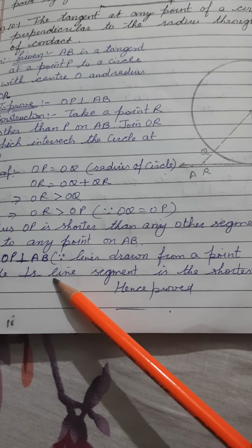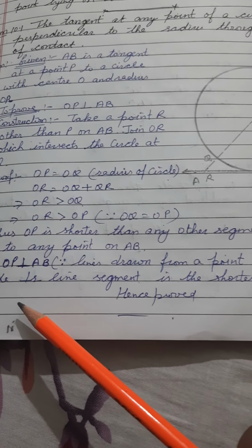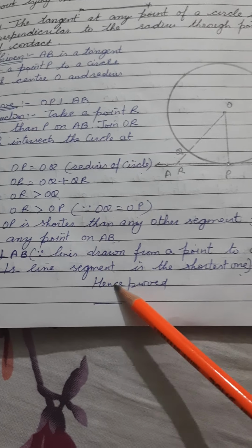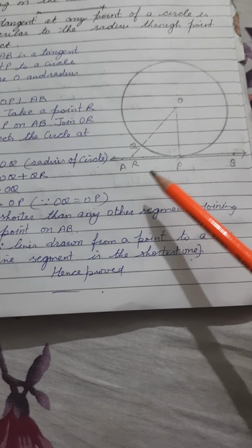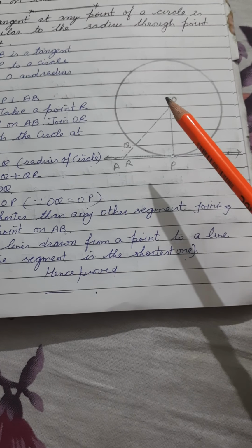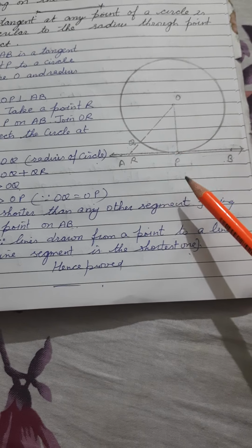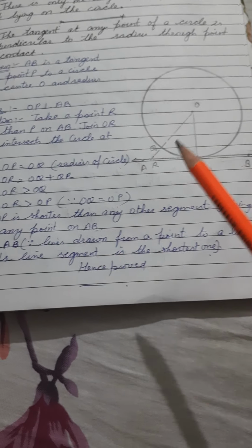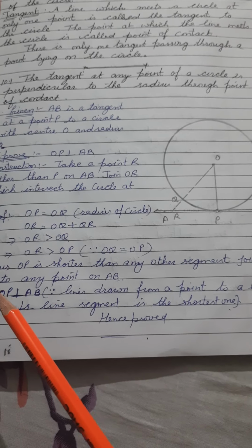It means that OP is perpendicular to AB because from all the lines drawn from a point to a line, the perpendicular line segment is the shortest one. This we had done in the previous class.